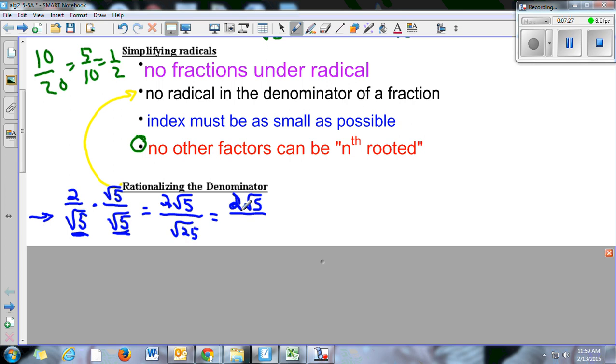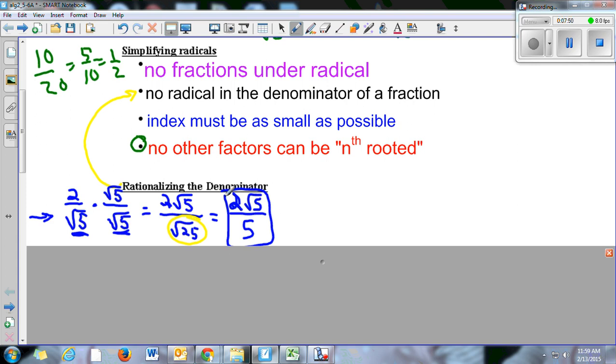In my denominator, the square root of 25, I know what that is. I can figure that out. That just equals 5. And so this becomes my answer: 2 times the square root of 5 over 5. And that's what we call rationalizing the denominator. So let's look at another one real quick here.